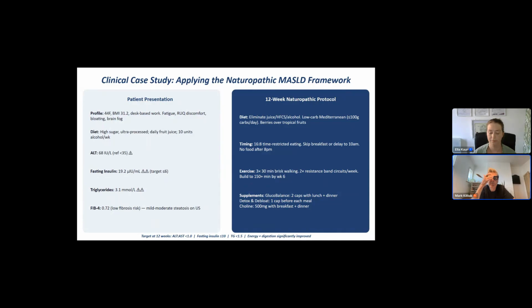Persistent bloating, brain fog. And if you look at diet, so high sugar, ultra processed food, daily fruit juice. Everyone thinks it's healthy. 10 units of alcohol per week. And when we look at her liver markers, ALT was very high, double the upper limit of normal, and she had an ALT to AST ratio of 1.55. So that was a flag for fatty liver disease.